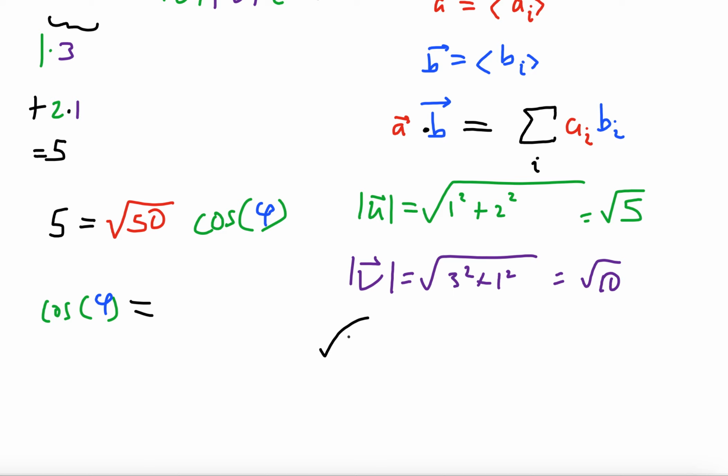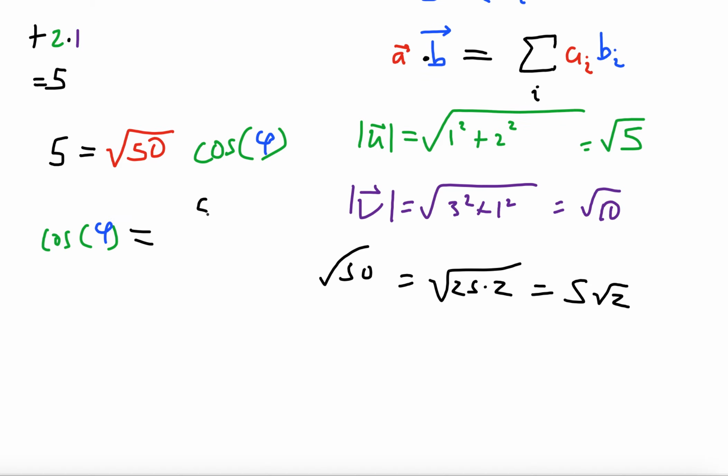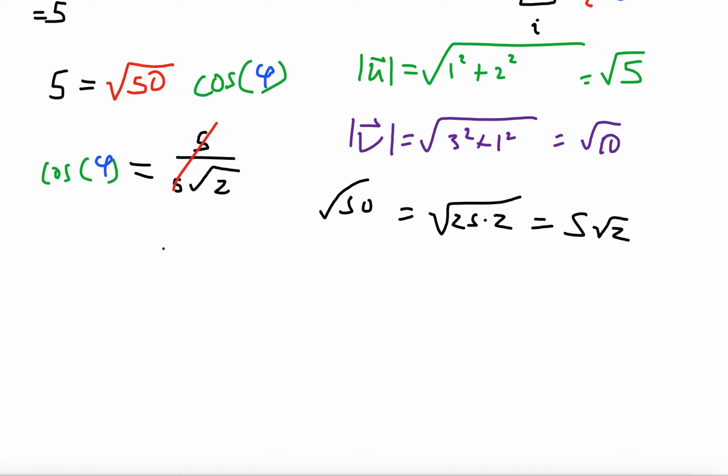And what is that? Well, root 50 is the same thing as saying the root of 25 times 2, right? And 25 is a perfect square, so you get 5 root 2. And that's awesome because we have a 5 on the numerator too. So we have 5 over 5 root 2. And of course, these 5's cancel out, and we're left with 1 over root 2, which should make you very happy because we know an angle that when you take its cosine is equal to 1 over root 2.